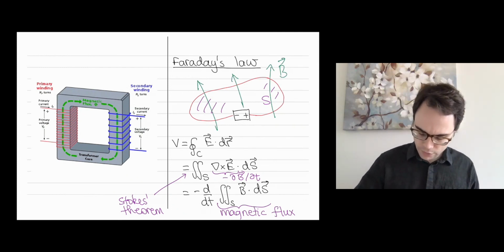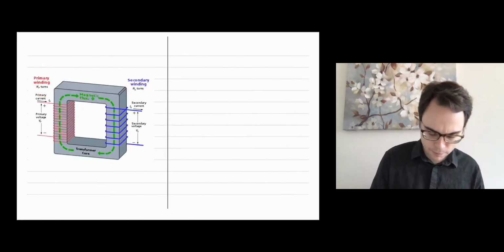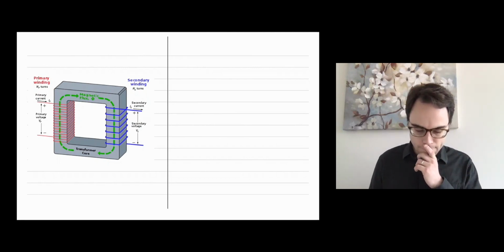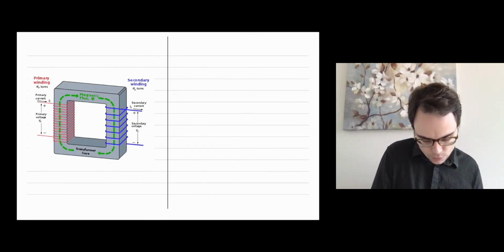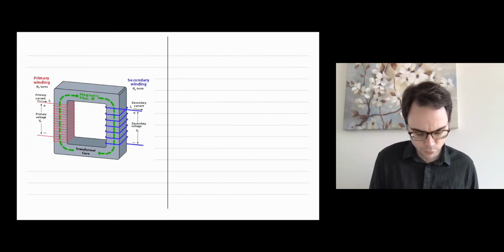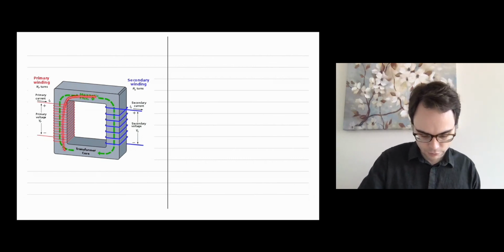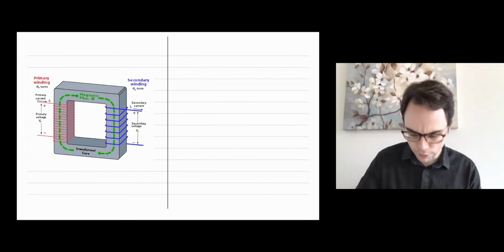Okay, so now equipped with Faraday's law, let's understand the relationship between Np and Ns. We want to relate Vp, the voltage on the red wire, with Vs, the voltage at the two ends of the blue wire. So we want to understand the flux through the red wire and the flux through the blue wire. I'm going to relate both of those with the flux going around this iron core.